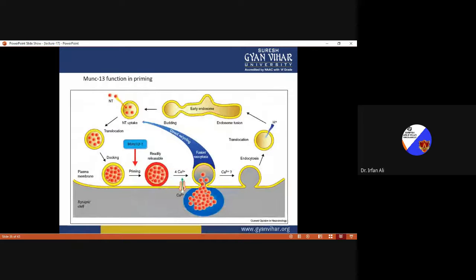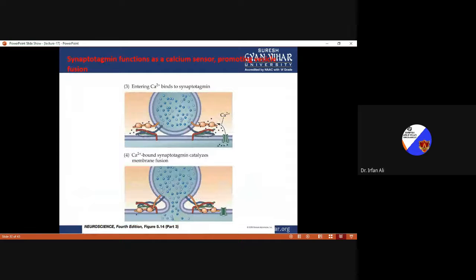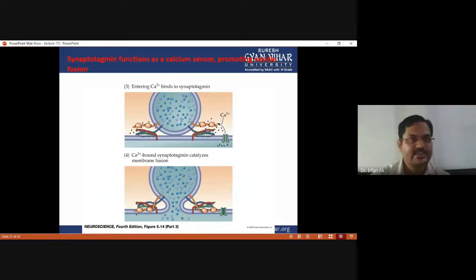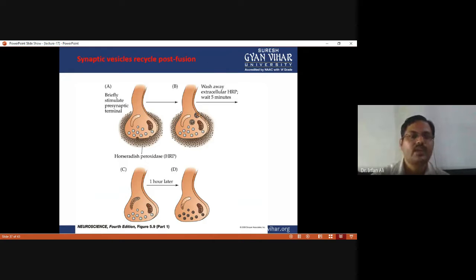And what is the function of priming? MUNC13 is required for priming. You have to see in this figure what happens at the time of priming. Priming means it is ready to fuse with the membrane. Now synaptotagmin functions as a calcium sensor, promoting vesicle fusion, and synaptic vesicles are recycled post fusion.